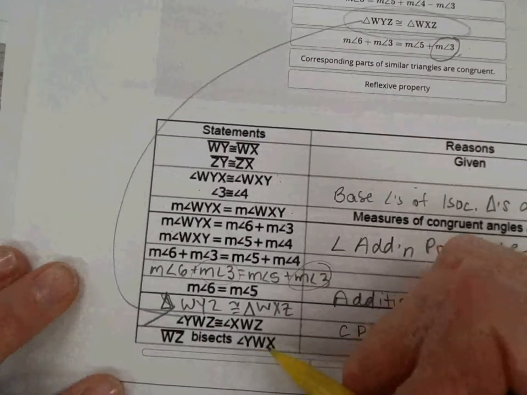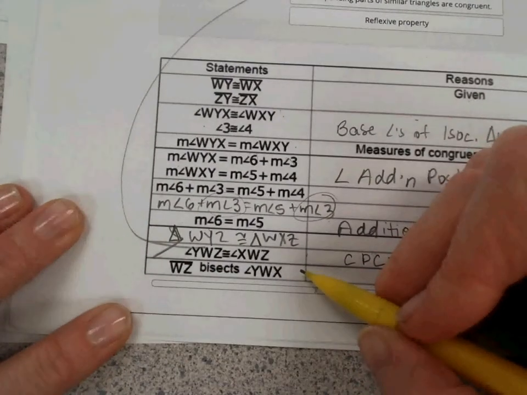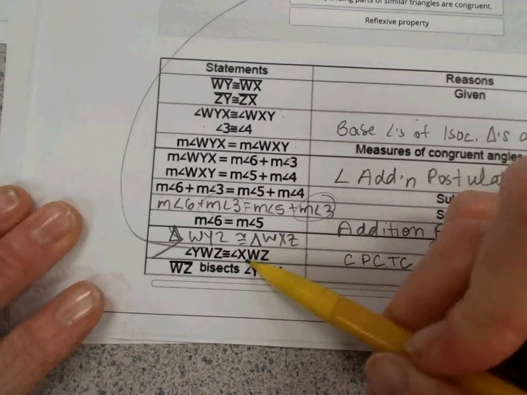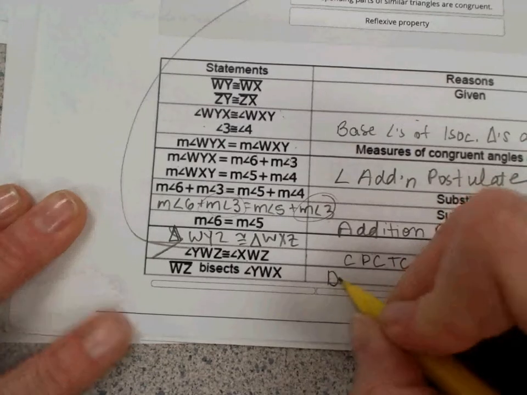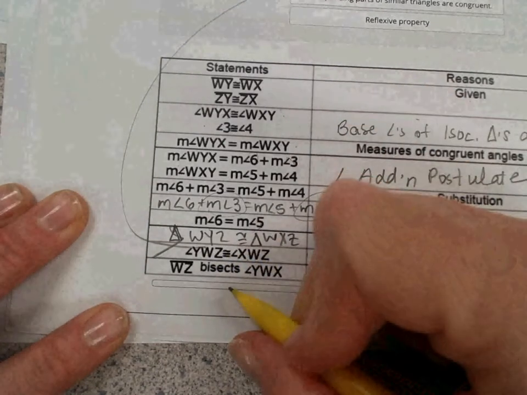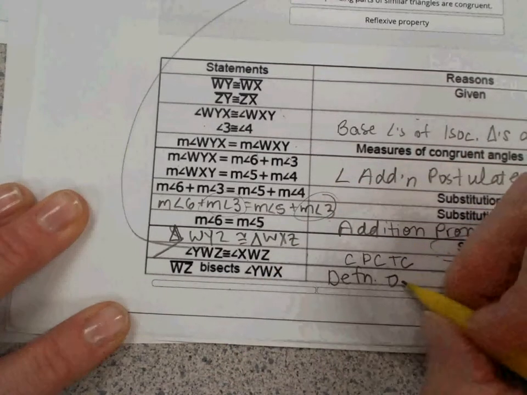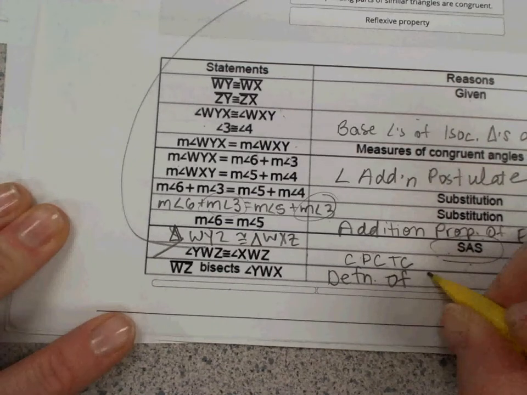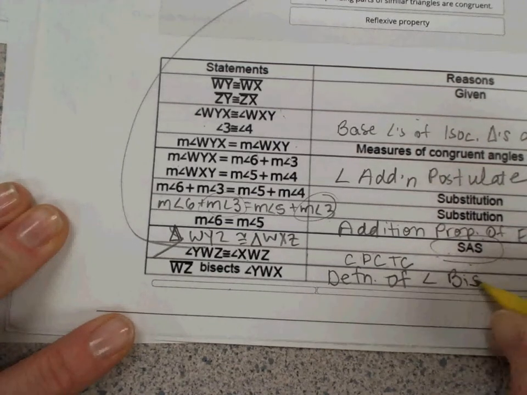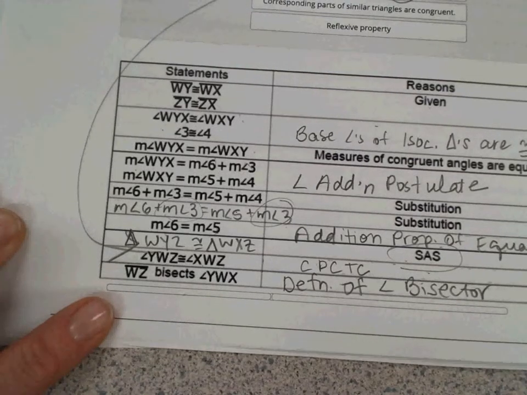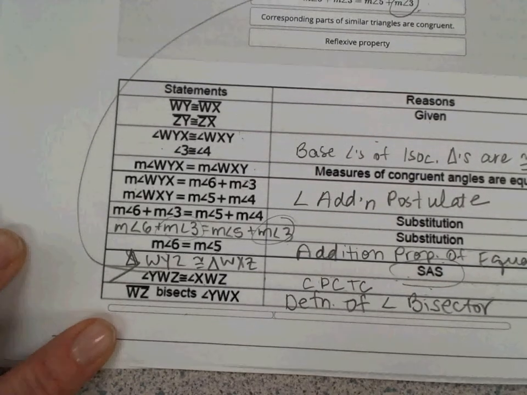And finally, WZ bisects YWX. That's what we're trying to prove, and that would be just stating the definition of angle bisector. Since they're congruent, we know it follows that WZ bisects that larger angle. Definition of angle bisector. And that concludes our proof.